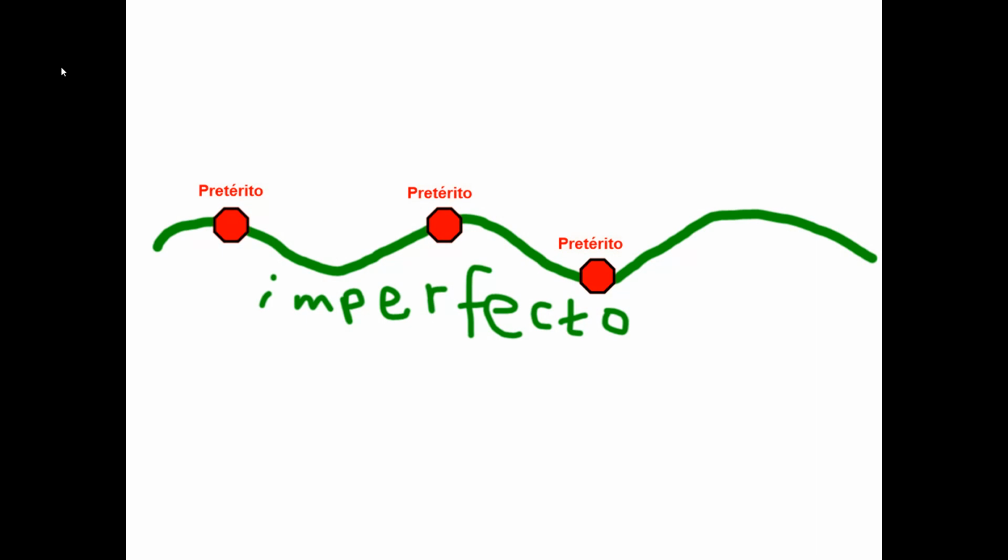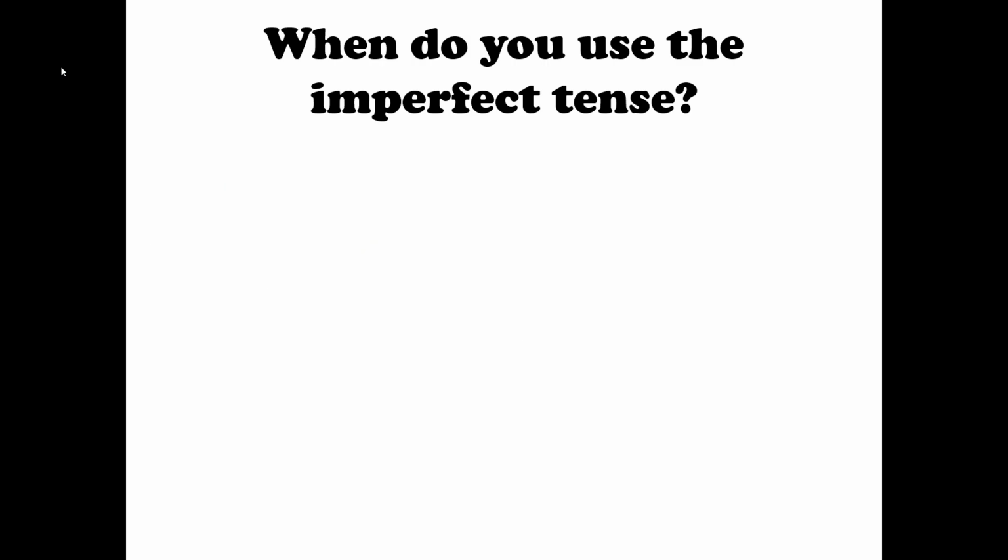When I was little, I got my first bike when I was 7 years old. My sister was born when I was 10 years old. I went to middle school when I was 11 years old. So those would be in the preterite, the red ones, the one-time events.